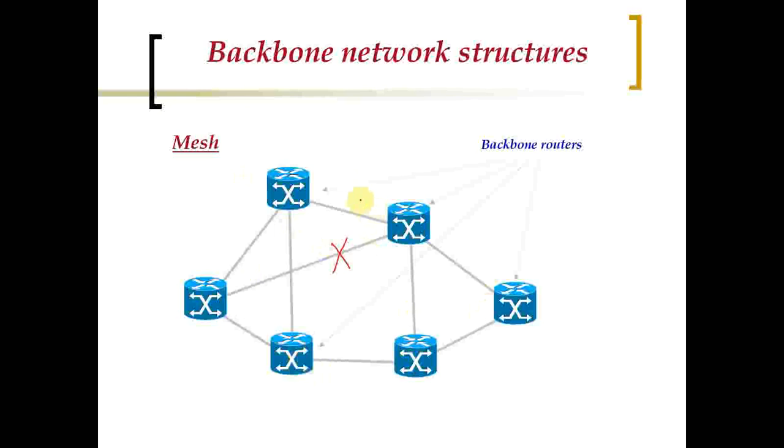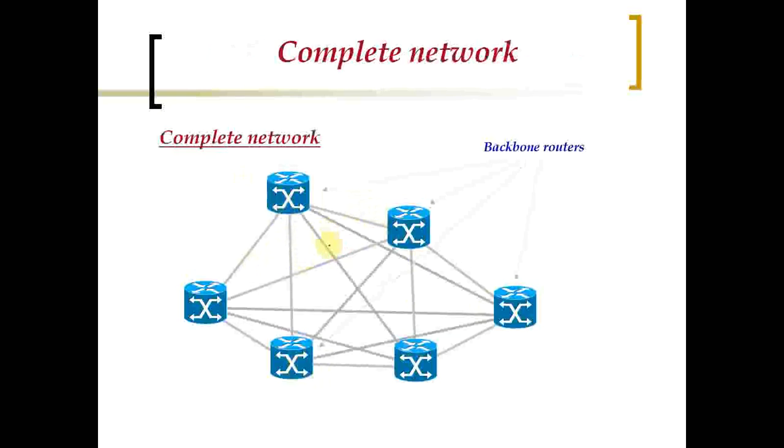But of course, as was said, it will depend on the number of fibers laid in the cable. Okay, so this is the example of the mesh network. This is a very special structure, called a complete network, which means that every node has an independent connection with its neighbor. So it's super redundant, but it's very, very expensive.